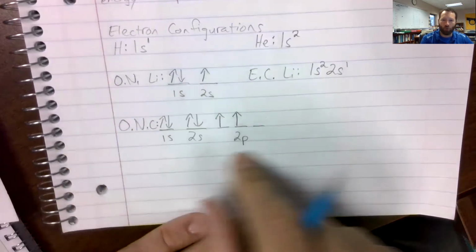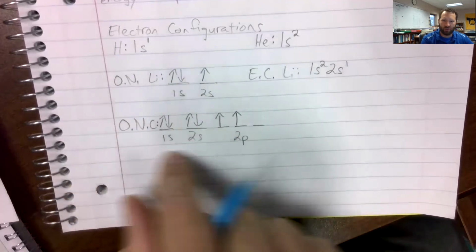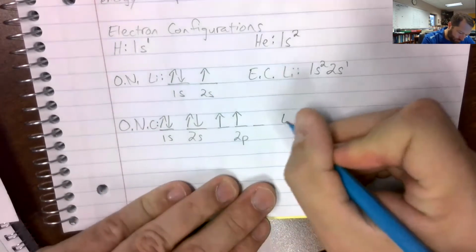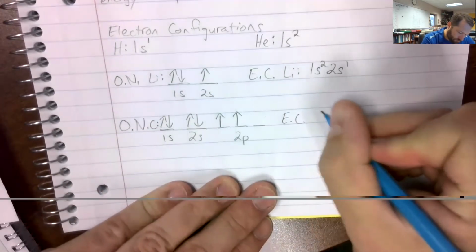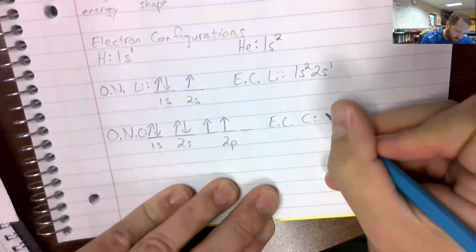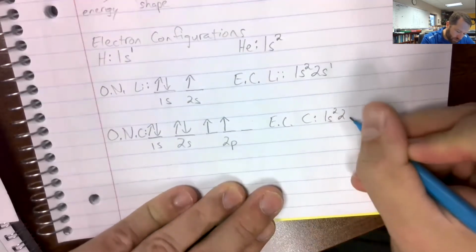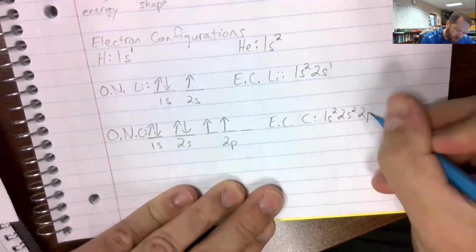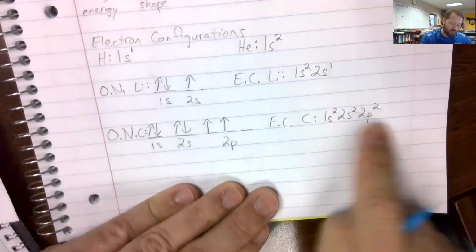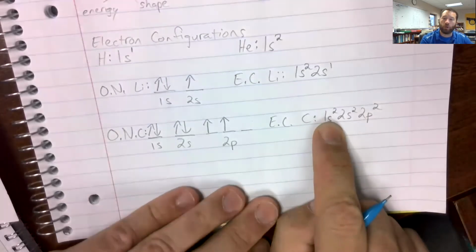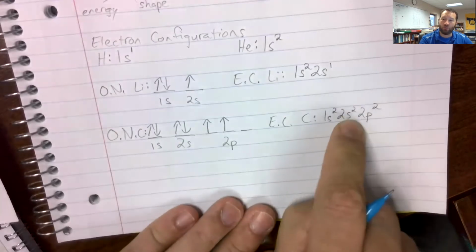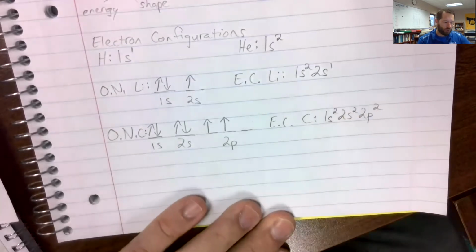And this is the orbital notation for carbon. The electron configuration: 1s2, 2s2, 2p2. So there's just 6 electrons, 2 in the 1s, 2 in the 2s, 2 more in the 2p.